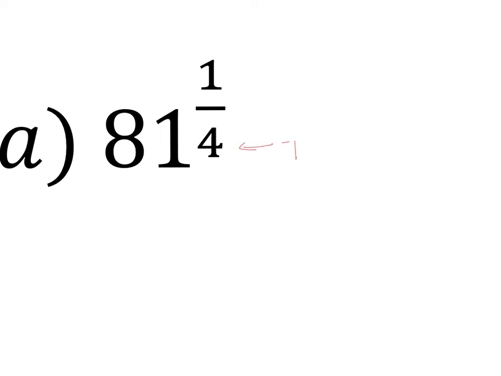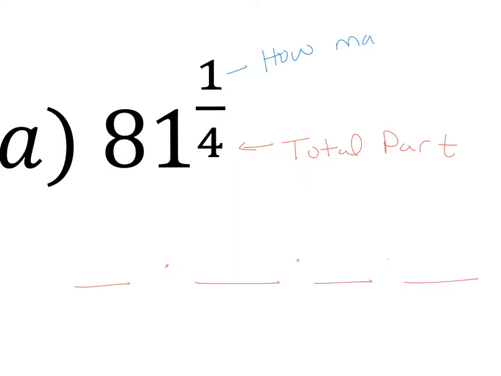Okay, so when we're looking at the fraction, this guy right here is your total parts. How many total parts do I need? So in this case, I need 4. So what that is saying is you're going to take a number and multiply it 4 times, but it has to be the same number. Okay? This guy up top here is how many you will use. How many you're going to use.